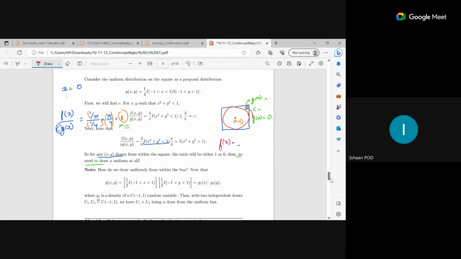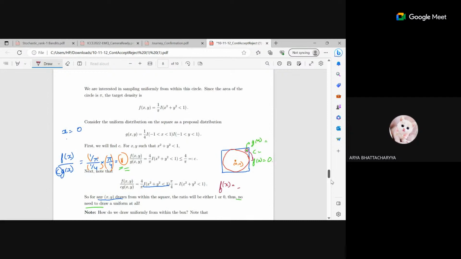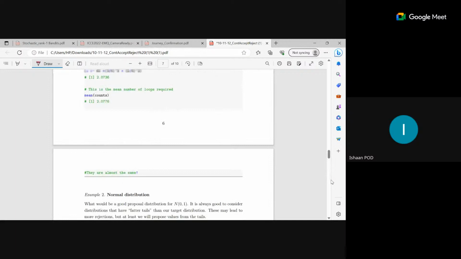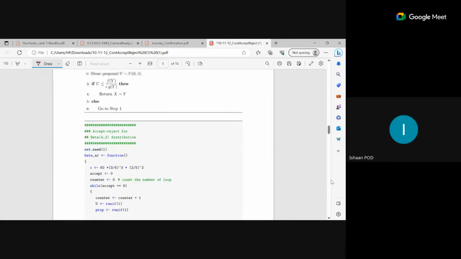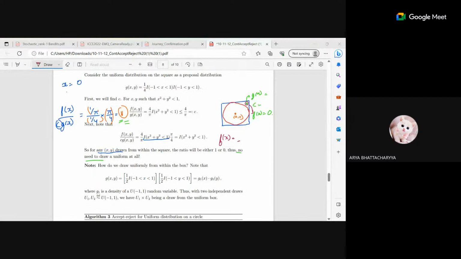So that ratio will become zero, but if U itself was also zero, then I will still draw it, right? As per accept reject, the same ratio will become zero and it would be less than or equal to C, you are saying, right? Not C. We are drawing U, right? Whatever drawing from uniform, yeah. And if U itself that we drew using runif was zero, and this ratio was also zero, then it would satisfy zero is less than or equal to zero, right? And then that would mean we take that point.